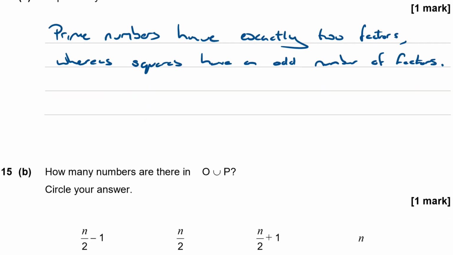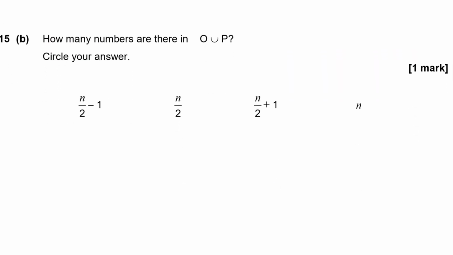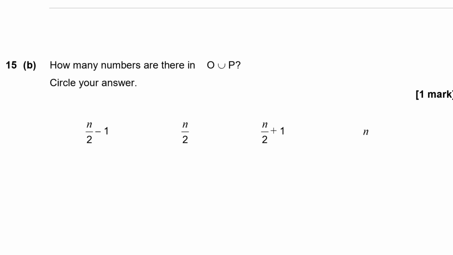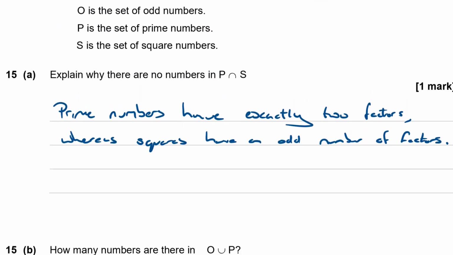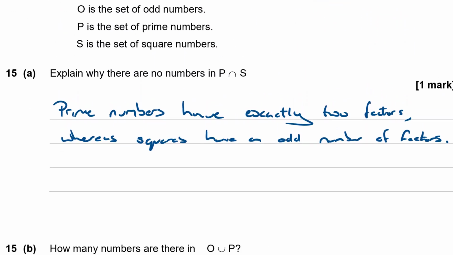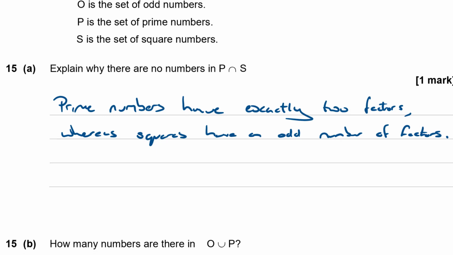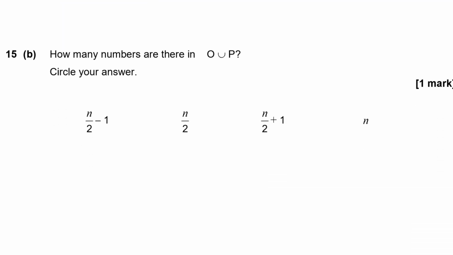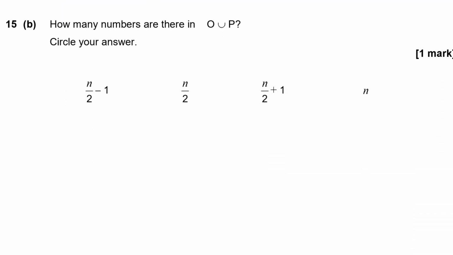Okay. Part B. How many numbers are there in O union P? So made up of the set O, which was the set of odd numbers, and P, the set of prime numbers. Okay, well, there's only one prime number that isn't odd. So one would imagine if I work out the number of odd numbers and add 1 to it, I'll get the total of odd union prime.